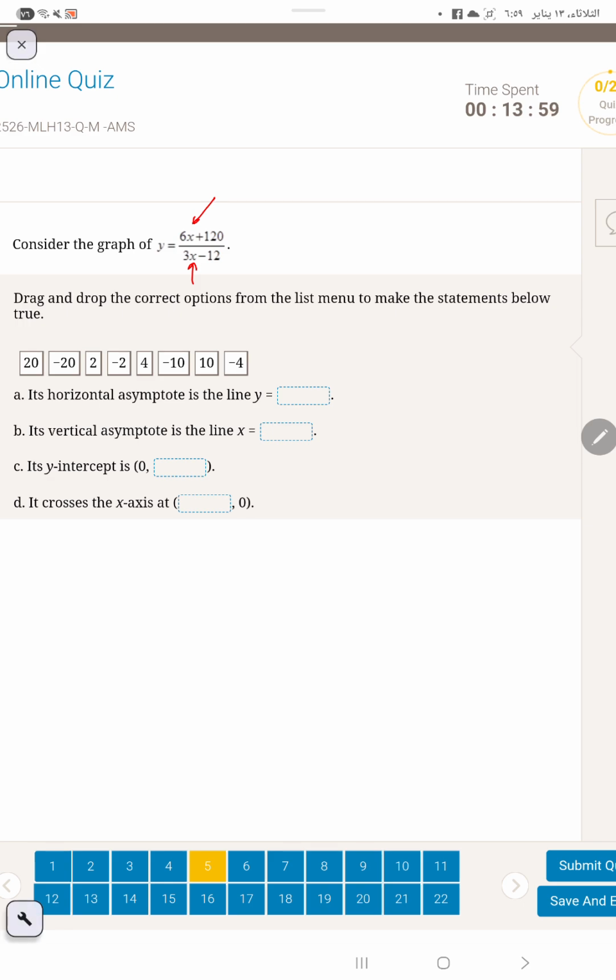For the horizontal asymptote, in case we have the same degree, numerator and denominator have the same degree of x, which is 1, we divide the coefficients by each other. So for the horizontal asymptote, we divide 6 by 3, we get 2. So here you have 2.